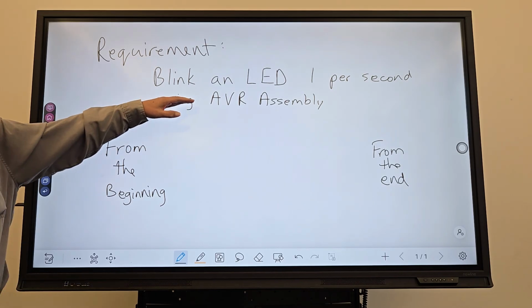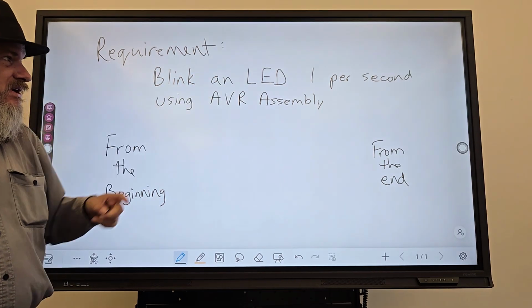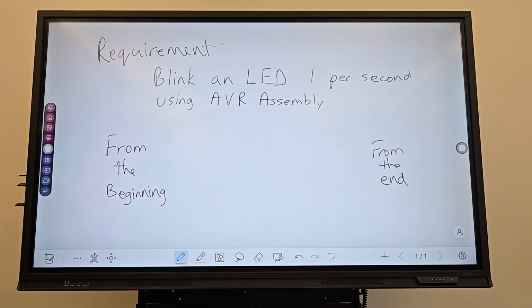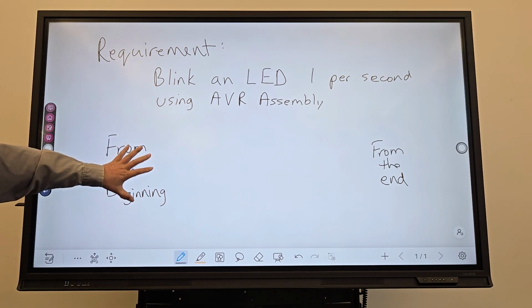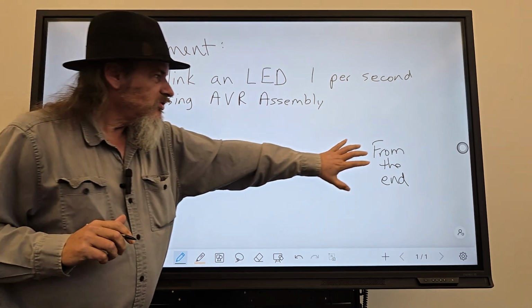In the case of using AVR assembly with the processor that we're studying, what can you do with it? Too many things to count. It's kind of overwhelming what you could do with that little piece of silicon. But you have a very specific end result: blink an LED once per second. So starting from the beginning isn't very practical in this case. Start from the end.